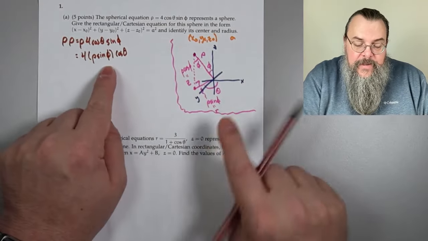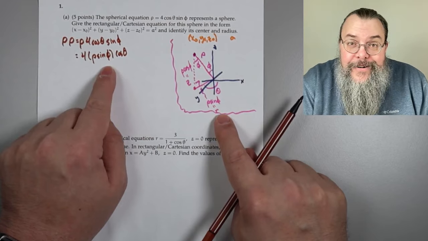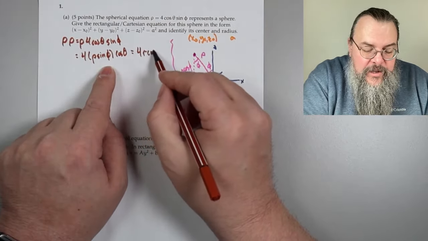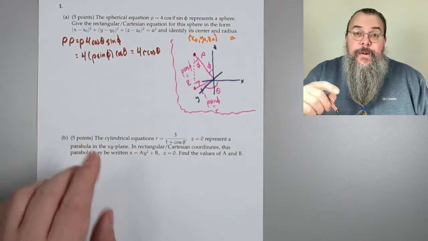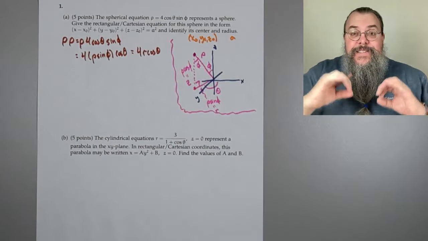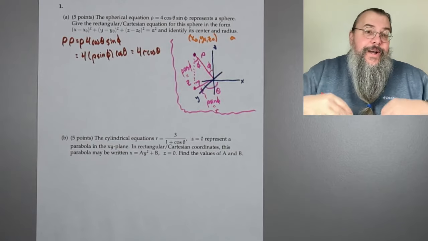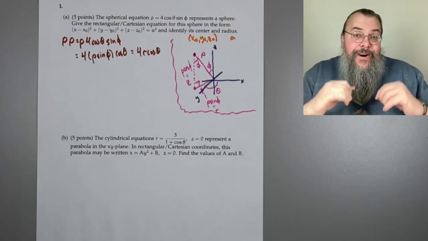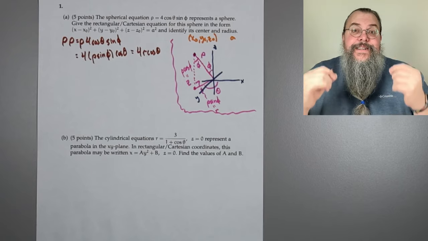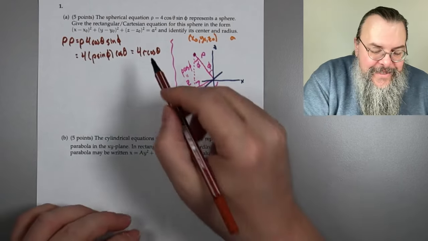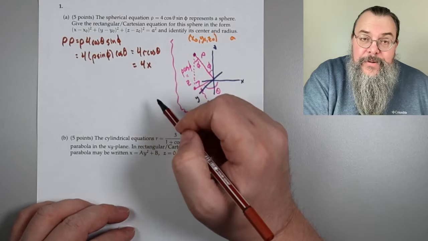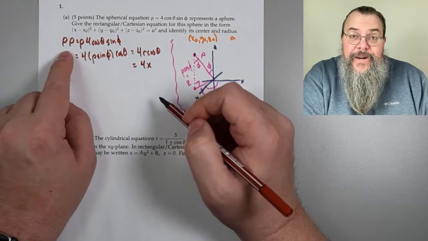In particular, we can have rho sine phi cosine theta, and rho sine phi is r. So that becomes 4r cosine theta. And now, remember how we said theta is the exact same theta as polar coordinates? r is also the exact same r as polar coordinates. And r cosine theta is x. So this is 4x.